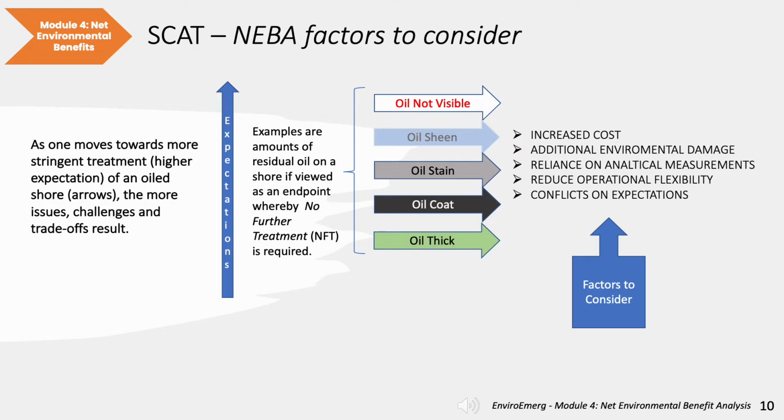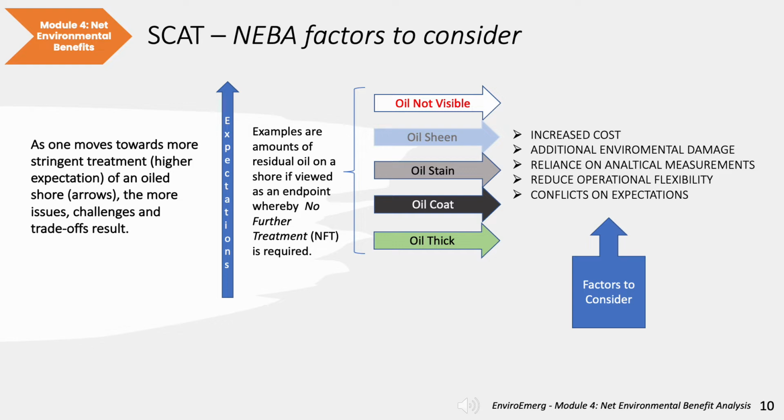The more stringent the endpoint, say from leaving a thin layer of oil on rocky substrate compared to no visible oil, the more things need to come into play and be considered. There are more issues, challenges, and trade-offs. Examples of residual oil that might be seen on shore or in water that can be viewed as an endpoint where no further treatment is required are an oil coat or an oil stain on rocks or substrates, or in the case of water, oil stains or no visible oil in either situation.